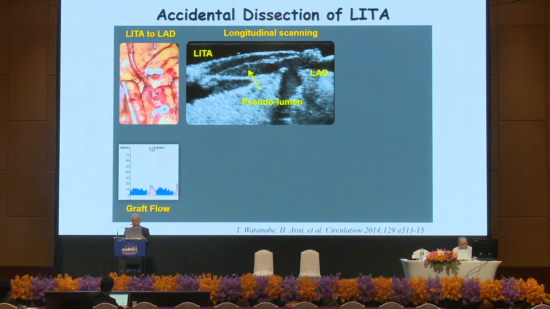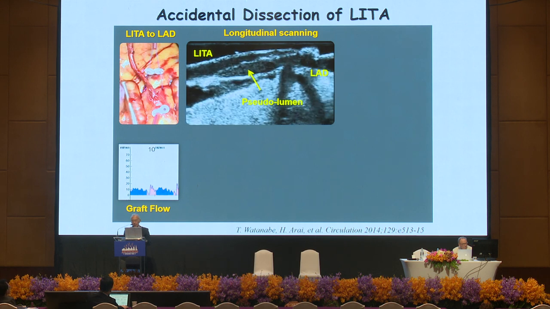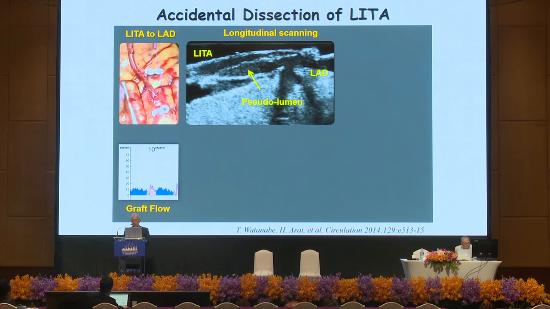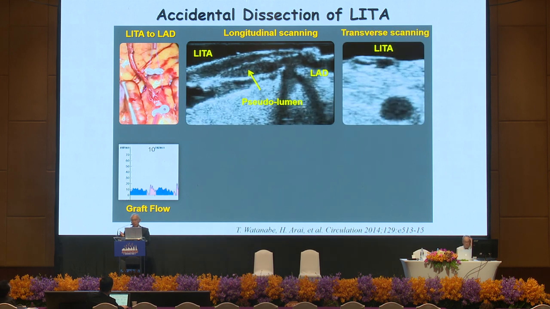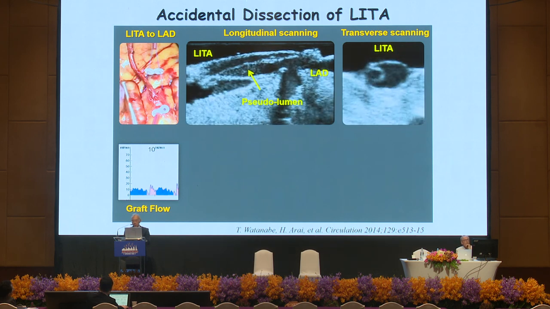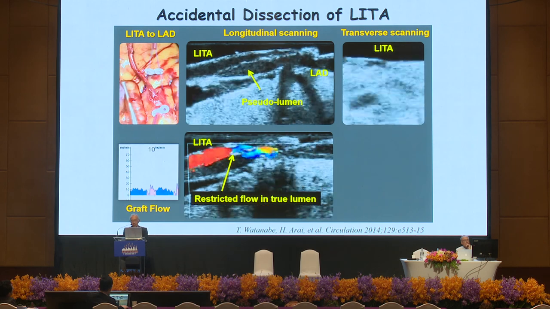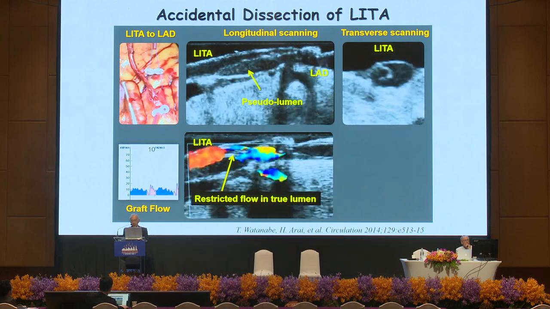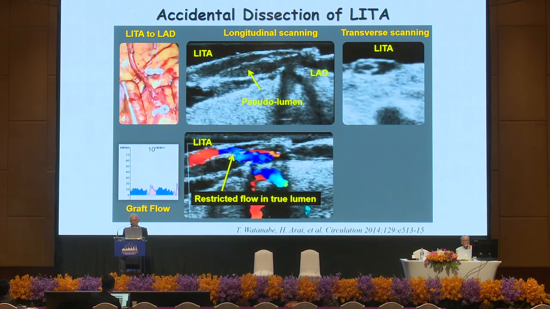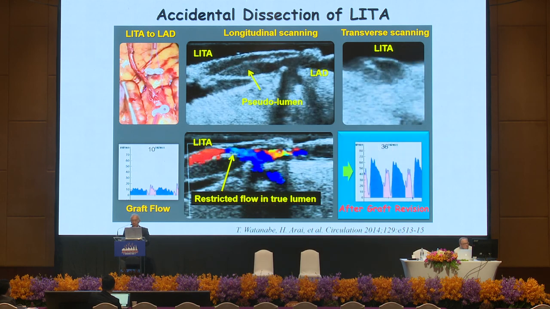Then I performed ECAS, and I could find the dissection at the site of the anastomosis, a dissection of the ladder. If you see the transverse scanning, it's almost like a dissection of the aorta. Because the length of the dissection is limited within a few centimeters, we revised the anastomosis and then got a really nice flow.